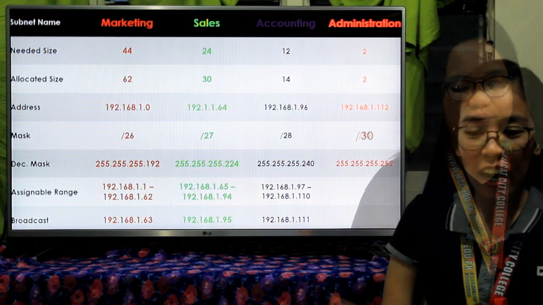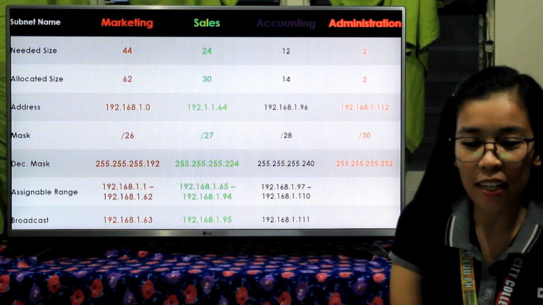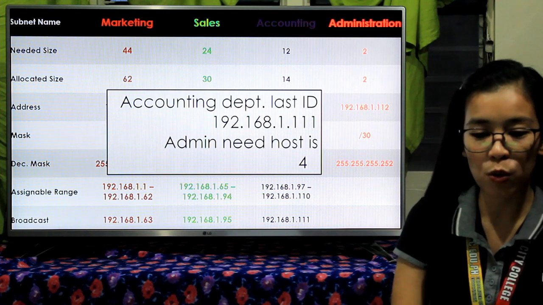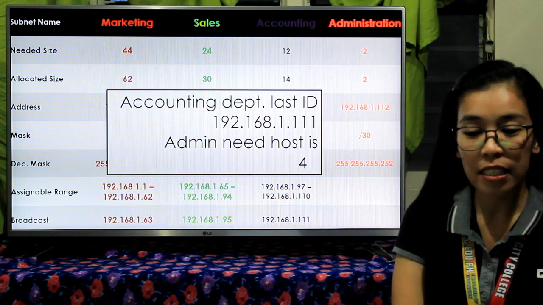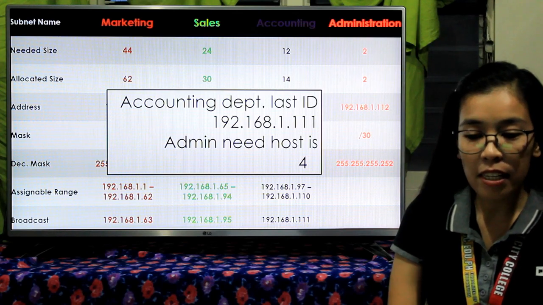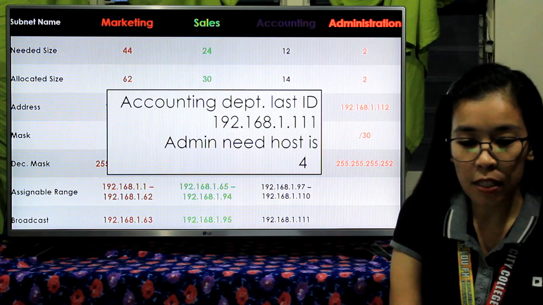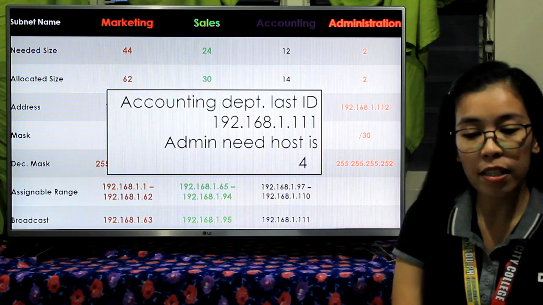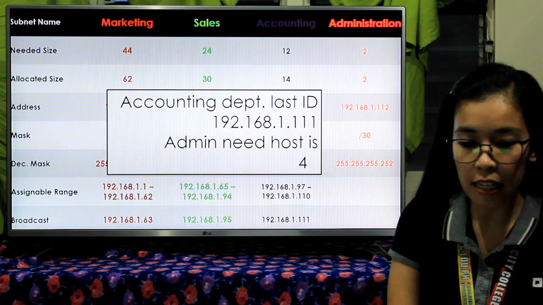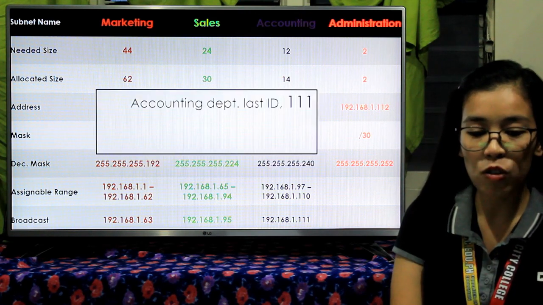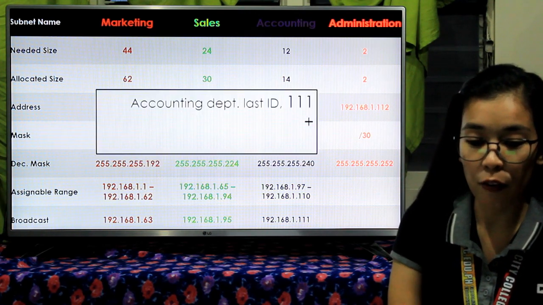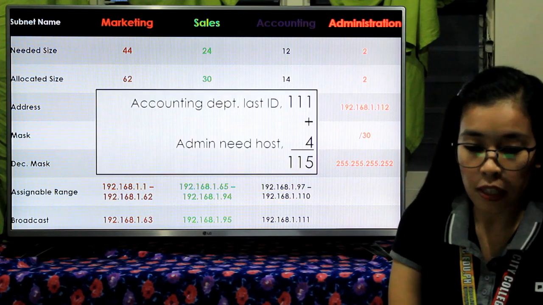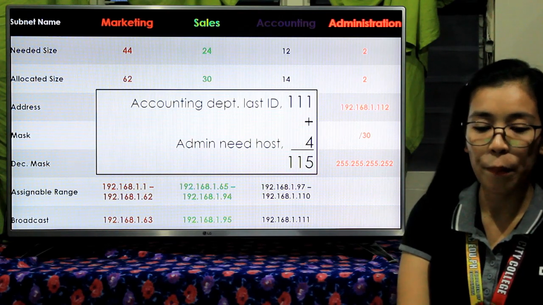255.255.255.252. Again, to get the assignable range, let's take a look first at the last ID of the accounting department, which is 192.168.1.111. And the needed subnet size from the subnetting table for the administration department is 4. Here's the calculation. Accounting's last ID is 111 plus the administration department's needed number of hosts, 4, equals 115, the total that the administration department must have.